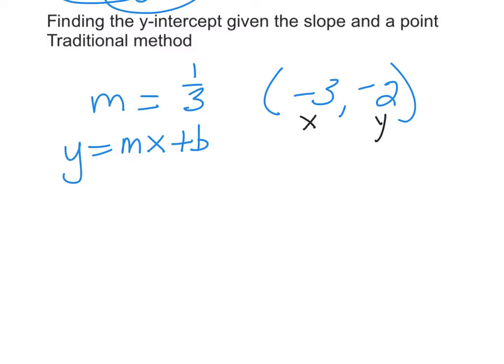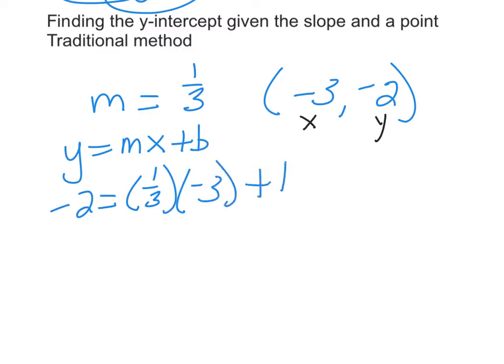Our y value we have labeled as -2. The slope is a positive 1/3. That's going to multiply with our x value. And same old, we're going to get the b by itself. Again, I'm going to ignore the negatives for a minute. 1/3 of 3 is just 1. And I do know that it's going to be negative because a negative times a positive gives me a negative.